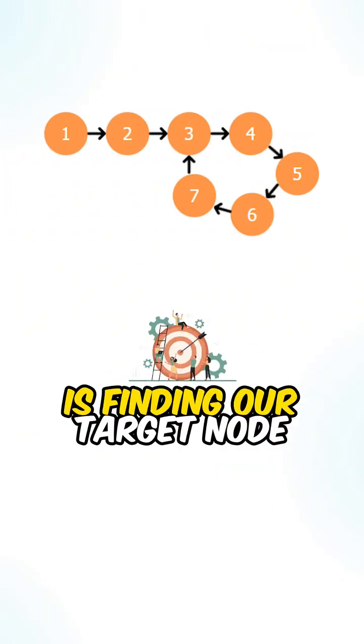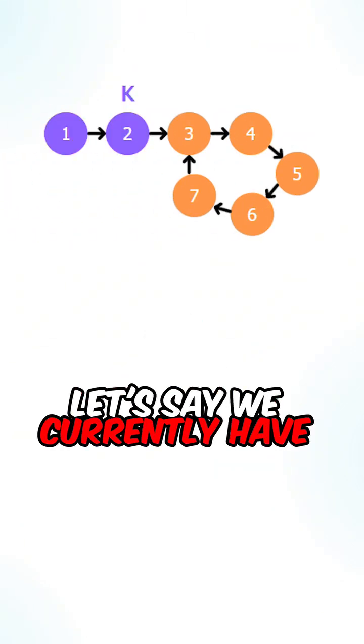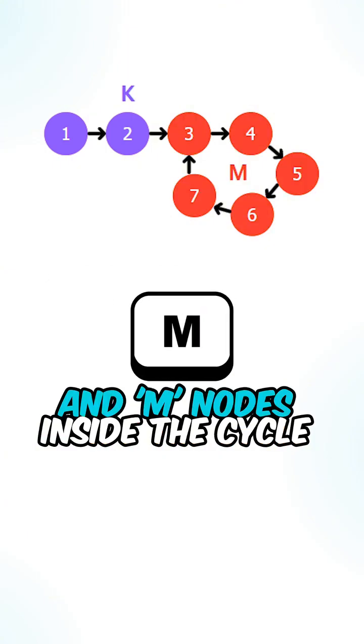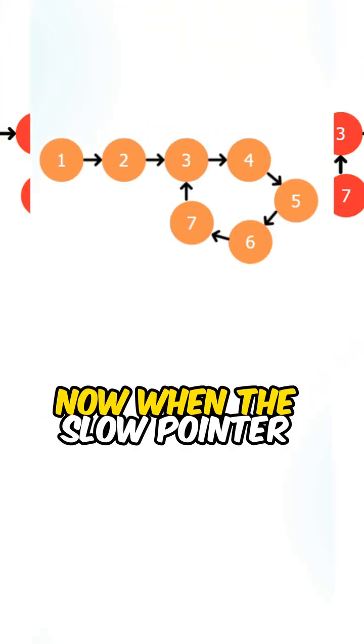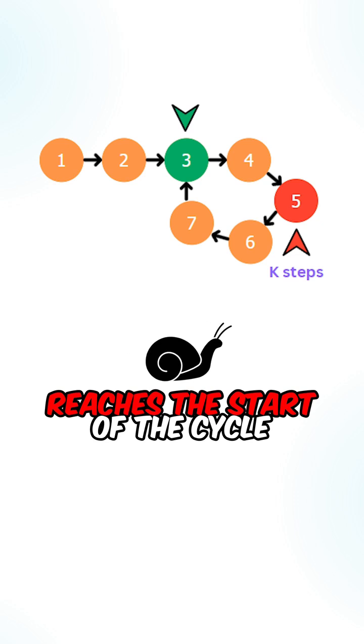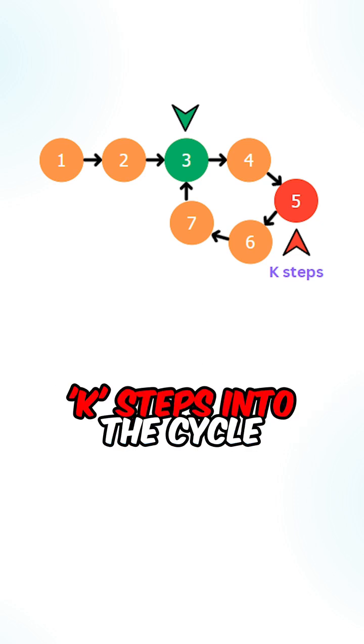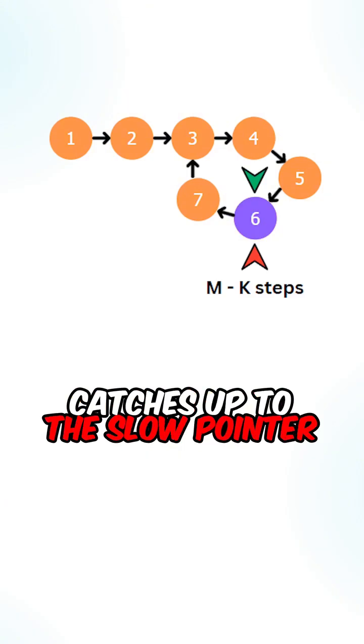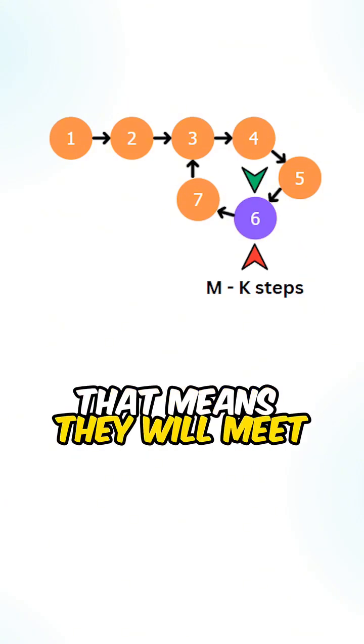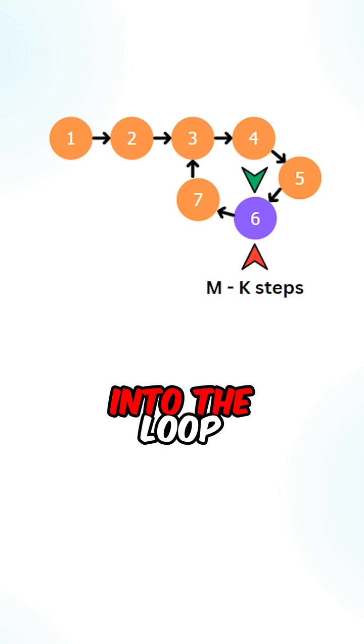Now the second part is finding our target node. So let's say we currently have k nodes before the cycle and m nodes inside the cycle. Now when the slow pointer reaches the start of the cycle, the fast pointer will be k steps into the cycle. The fast pointer catches up to the slow pointer one step at a time. That means they will meet at m-k steps into the loop.